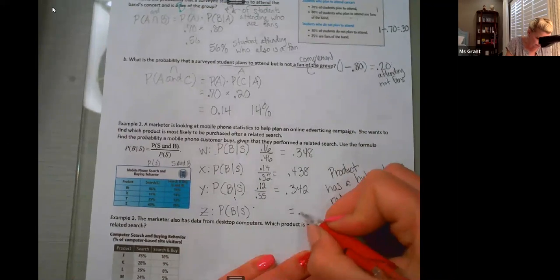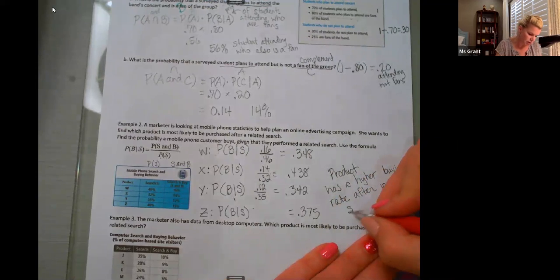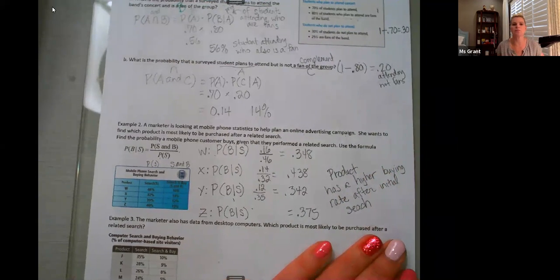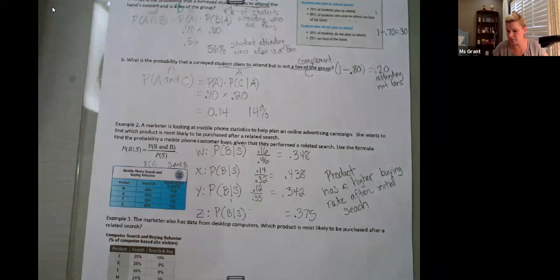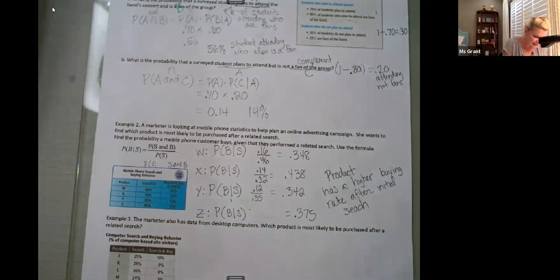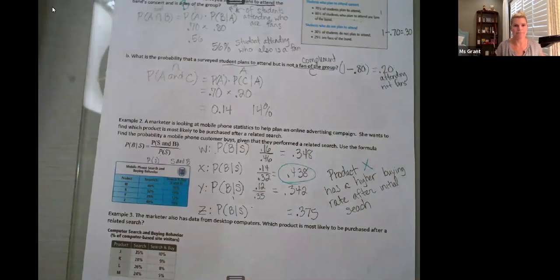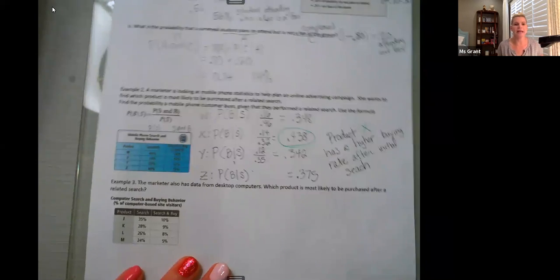0.375, perfect. So which one has the higher buying rate after my initial search? After a customer searches for it, which product has the best chance of being purchased? X. Because it has the highest percentage. Good. We're doing the same thing for next.